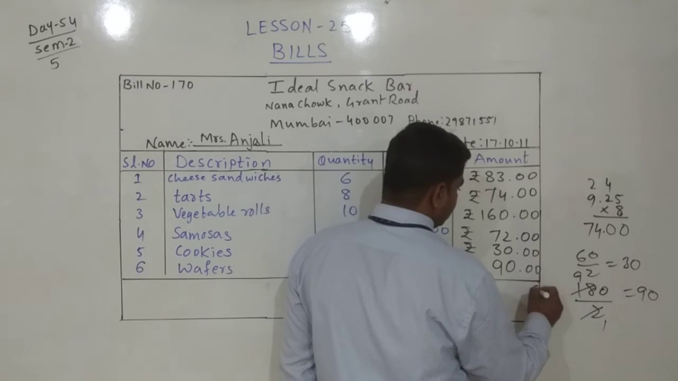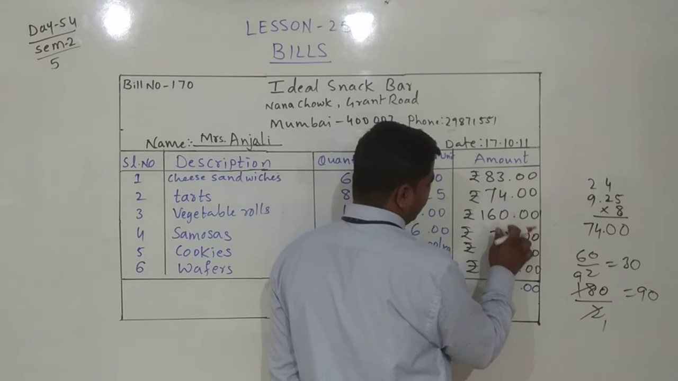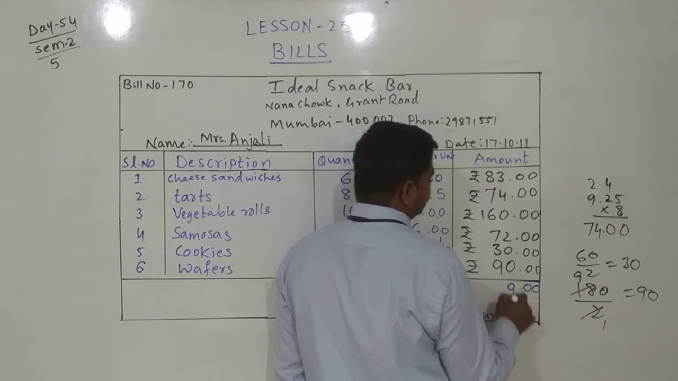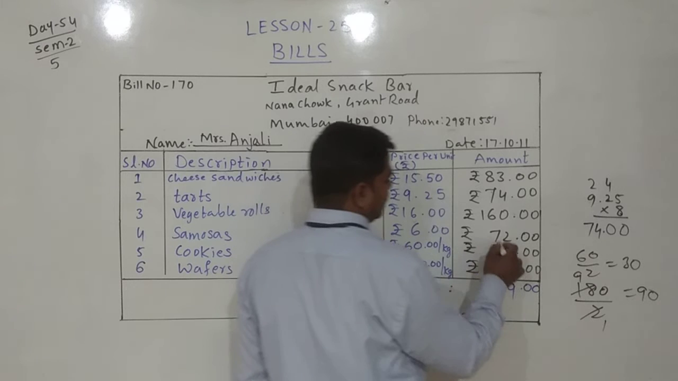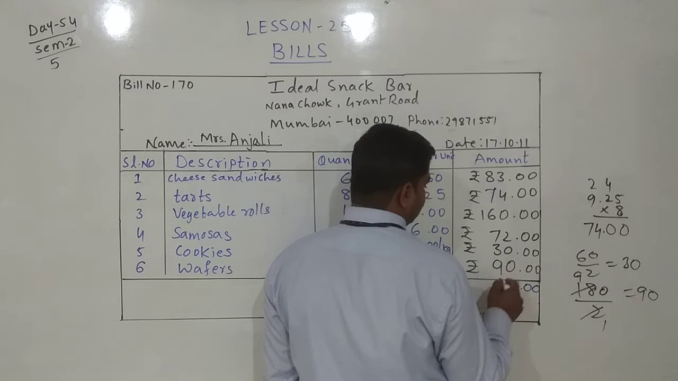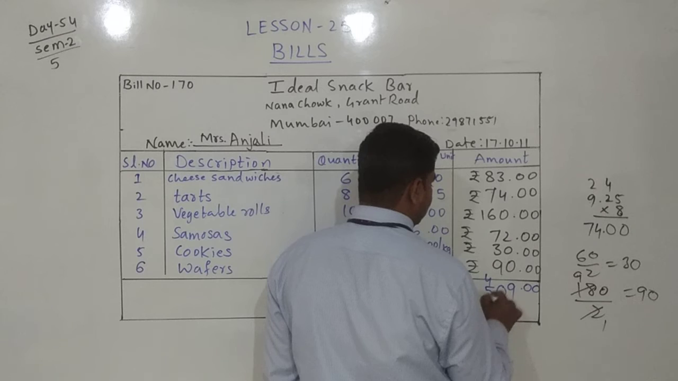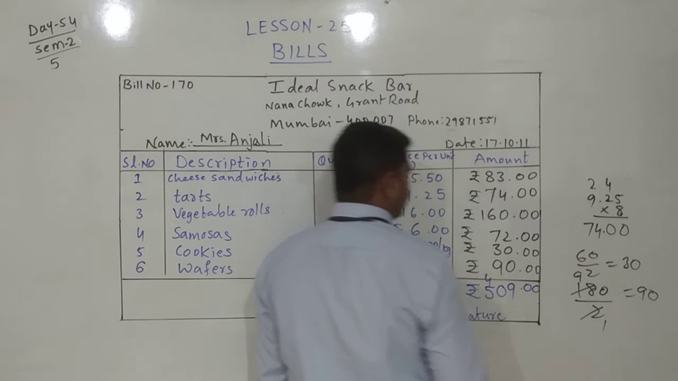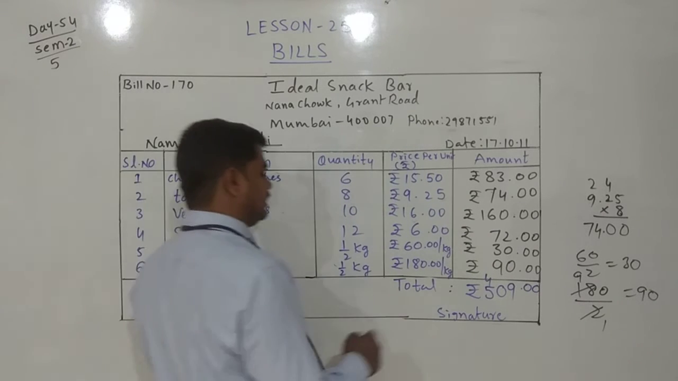00 paise, then here rupees. 3 plus 4, 7, 9 rupees. Then 8 plus 7 is 15, plus 6 is 21, plus 7 is 28, plus 3 is 31, plus 9 is 40. 0, carry 4. 1 plus 4 is 5. Yes, total rupees 509 rupees.